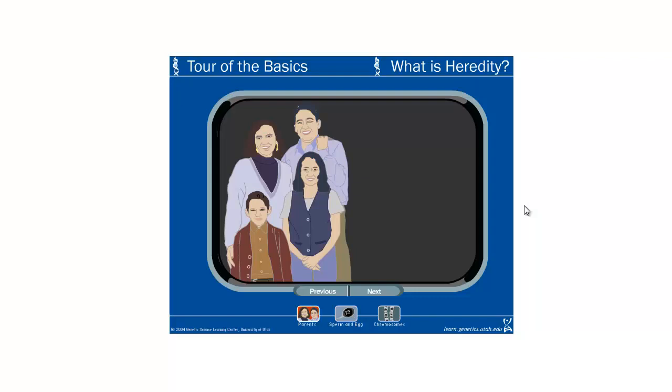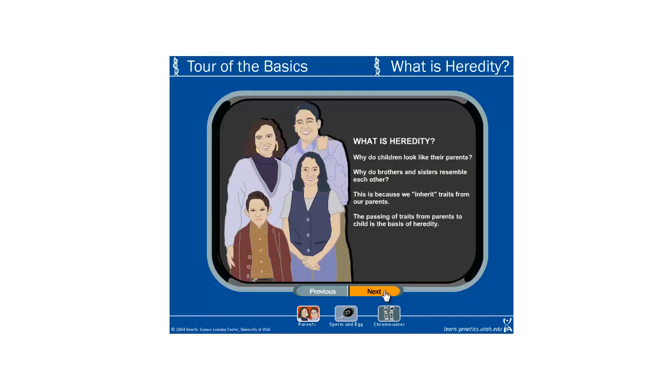The Heredity Teachware is an interactive presentation that contains text and voiceovers for each slide and sometimes even short animations. The user can click Next and Previous to navigate through the presentation. What is heredity? Why do children look like their parents? Why do brothers and sisters resemble each other? This is because we inherit traits from our parents. The passing of traits from parent.